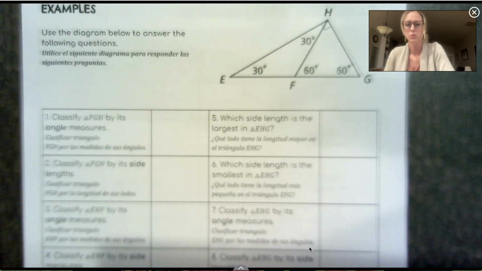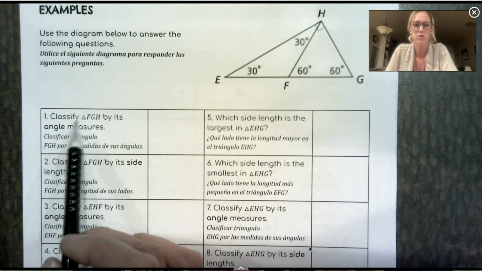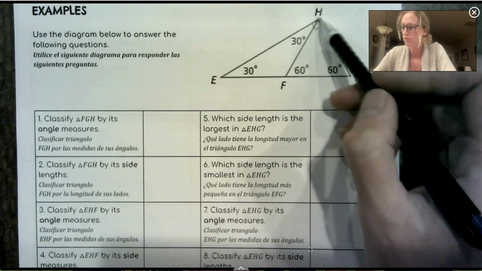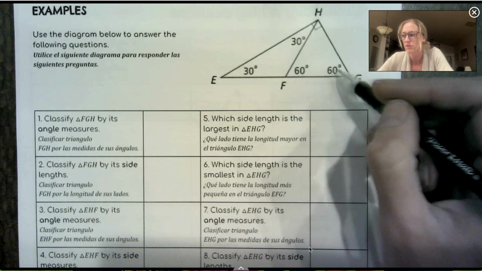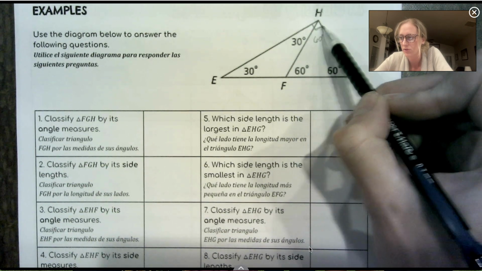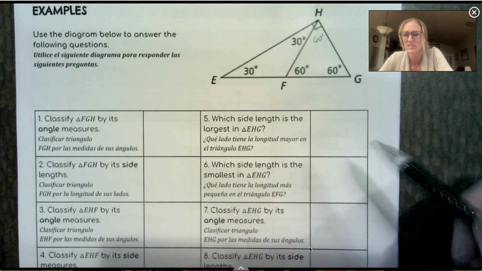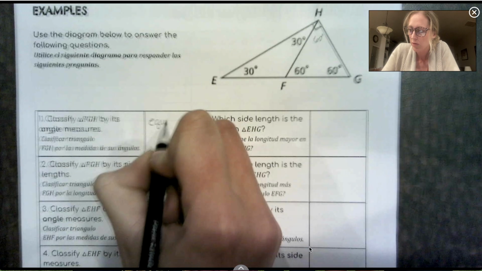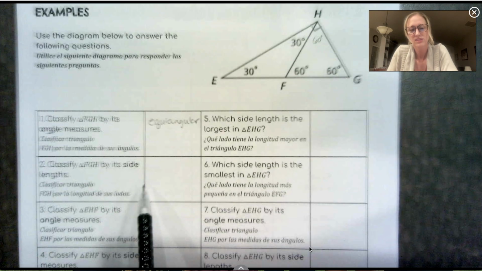All right, so we are going to use this diagram up here to help us classify. Here's just a triangle symbol. So they want us to classify triangle FGH by its angle measures. Okay, so if these two angles are 60, this one is also 60 because I'm told that this is a right angle. And so if this is 30, this is 60 to be able to add to 90. So if all angles are 60, this is equiangular, right? We're classifying by its angles. So this is equiangular.